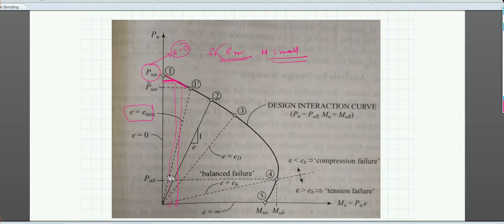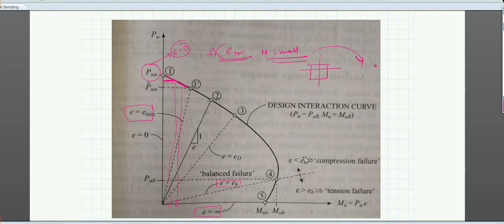This is the balance failure case, and after that you will have the tension failure case. At the balance failure, E is equal to EB, the eccentricity for balance failure, and here E is equal to infinity. That means the point load is not on the column but somewhere away, so only moment is acting, and all of it is tension on the column.